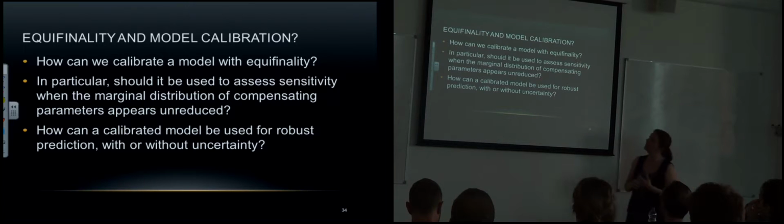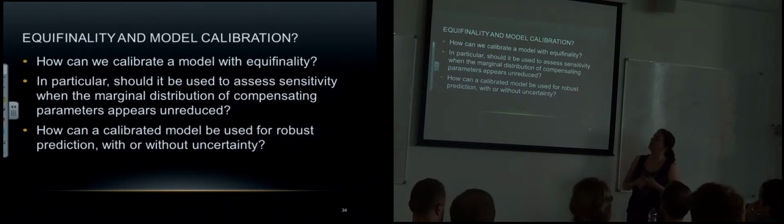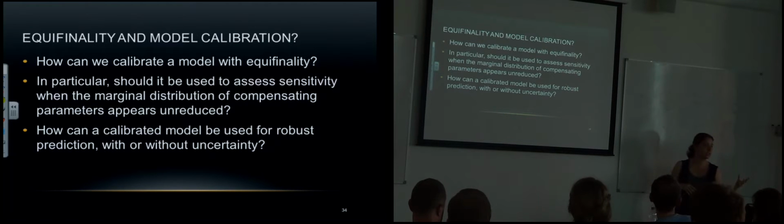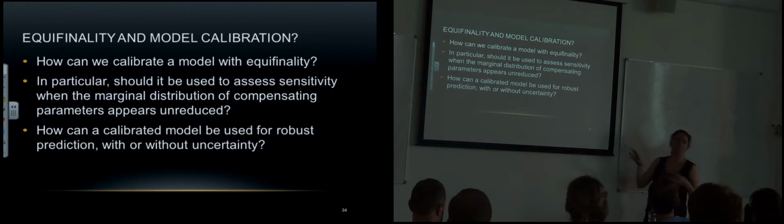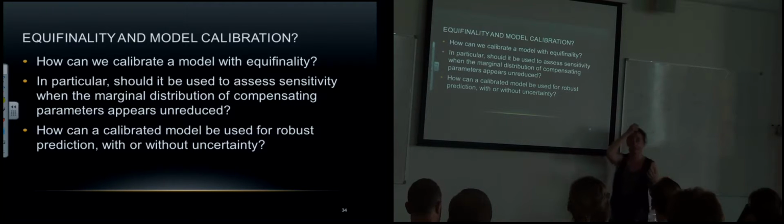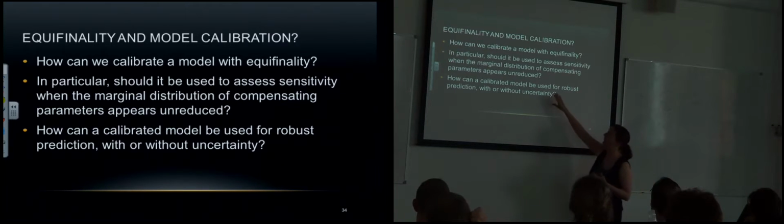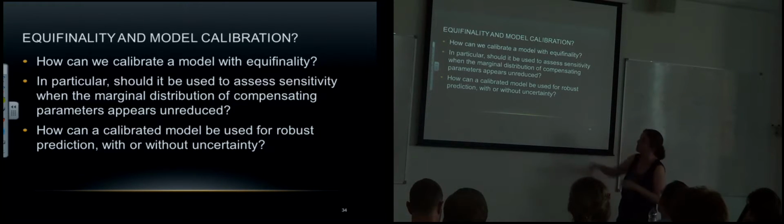In particular, one thing that I've seen quite a lot in climate science is calibration. Then you take your posteriors, and if you've reduced your posterior range, then you say that that's a sensitive parameter. But like I showed, the marginals don't always show that sensitivity. Okay, so should that be used as a way of assessing sensitivity in a model? That happens, but I don't think it's right at all, because all those relationships are hidden within the marginals. And how can a calibrated model be used for robust prediction, with or without uncertainty?